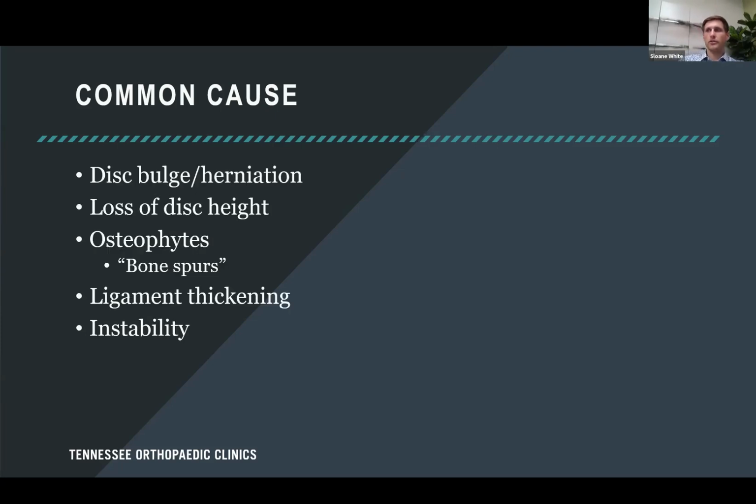Now, what do these degenerative changes cause? What brings on the pain that you feel? The majority of the time, when a disc becomes degenerative, it can cause a bulging or herniation. And this can lead to loss of disc height as well as creation of osteophytes, which are commonly known as bone spurs. There are also ligaments that attach the vertebral bodies to one another, as well as the joints, which can thicken. And they can also become less stable, causing some instability in the spine, all of which can cause pain in the neck and in the arms.